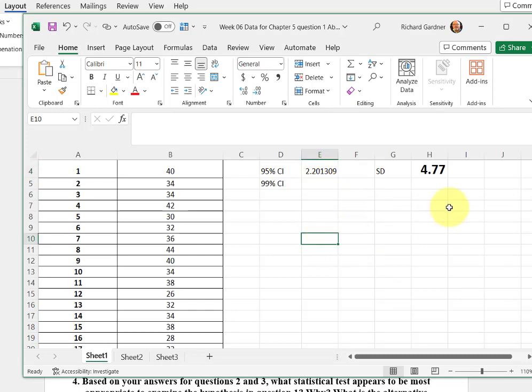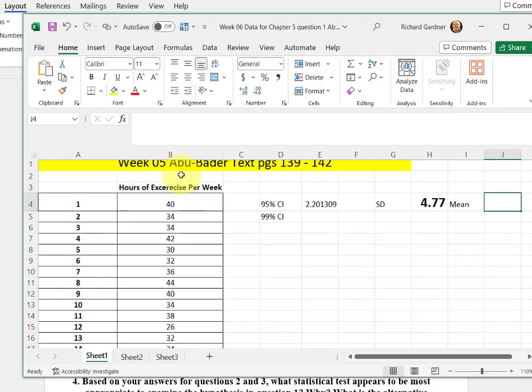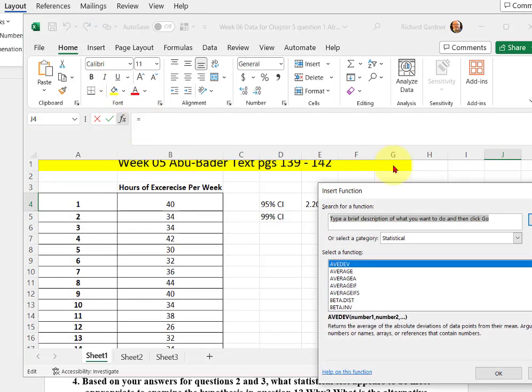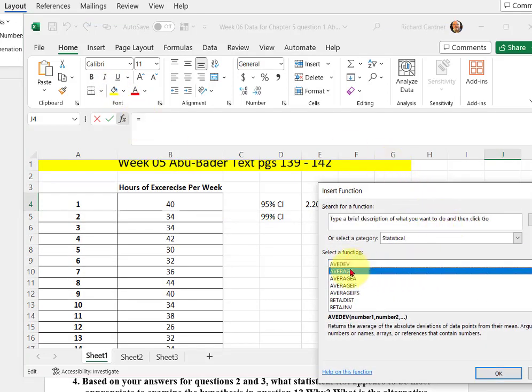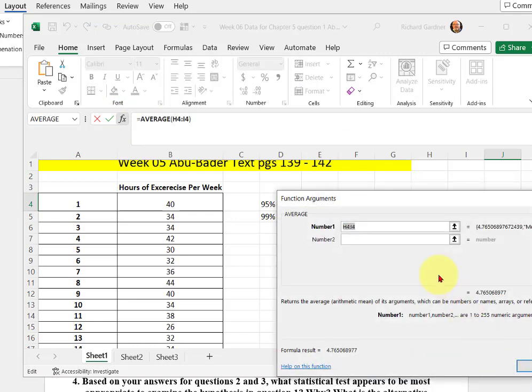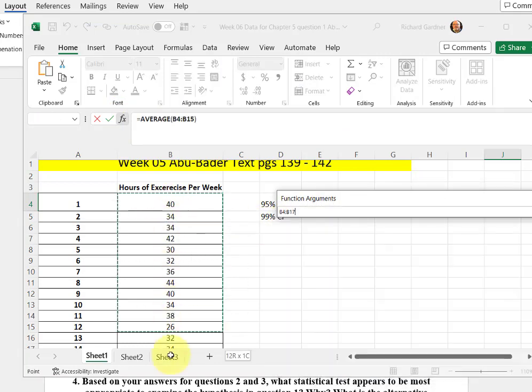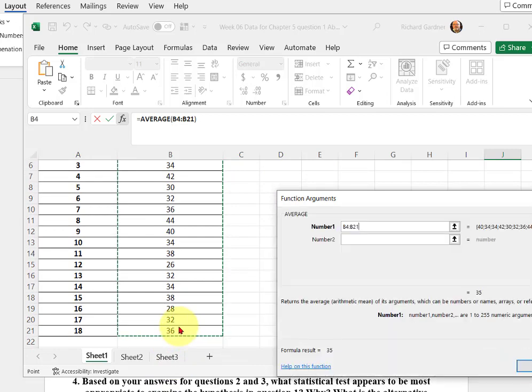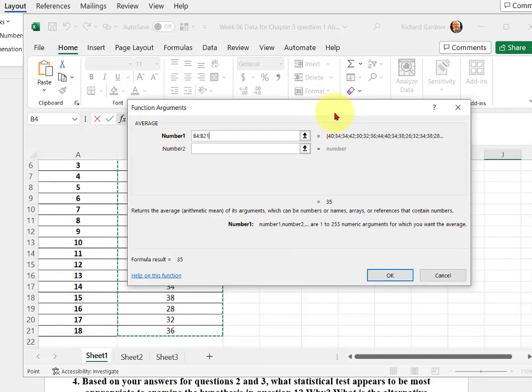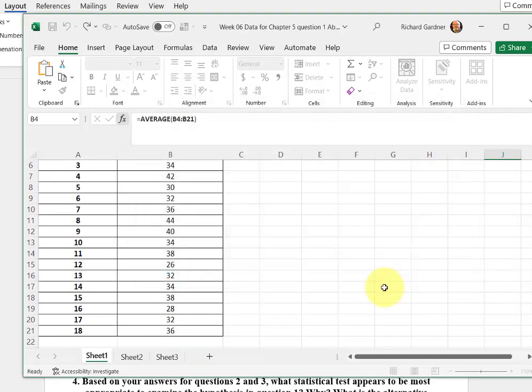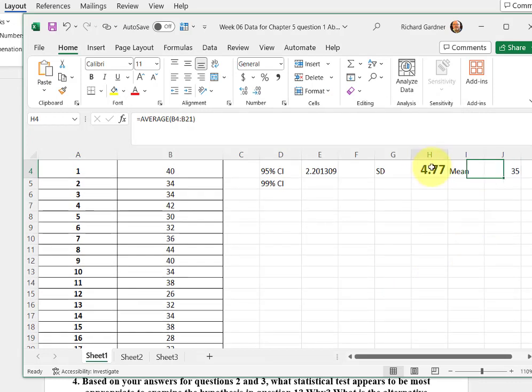Now we've got to find the mean, right? We'll find the mean over here. I'm just going to go up to the function bar and find average. There's the average. This is taking way too long. I'm about to switch it over to SPSS. It'll take about 1/10 of the time. Click. But there's our mean.